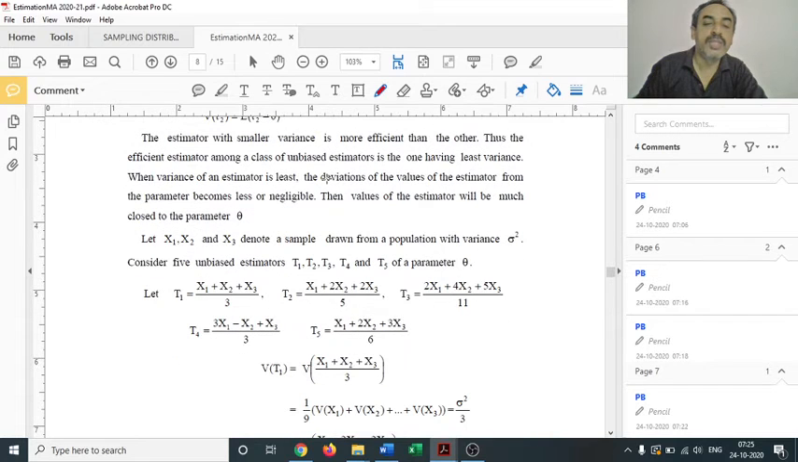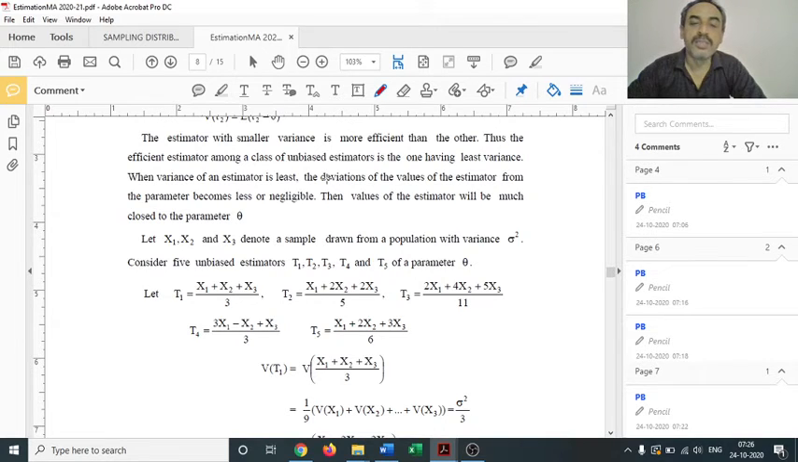Now, the estimator with the lesser variance is said to be the more efficient estimator. So, in order to examine efficiency of an estimator, first we will consider only unbiased estimators. And among this class of unbiased estimators, the least variance estimator is said to be the most efficient estimator. What is the meaning of variance is less?